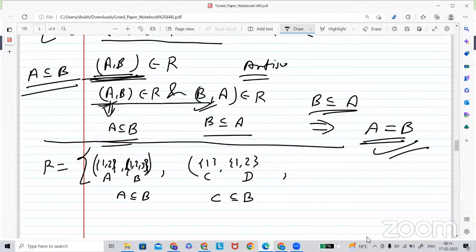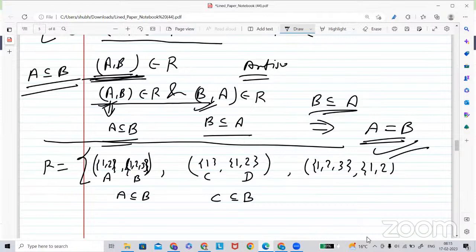Let me add a new element here. That means here A is not equal to B. That's why it is anti-symmetric. {1, 2, 3} and this is {1, 2}. Sir, C is also a subset of A, no? That does not mean anything here. There is nothing there. I just took a separate element. There is no use of it.